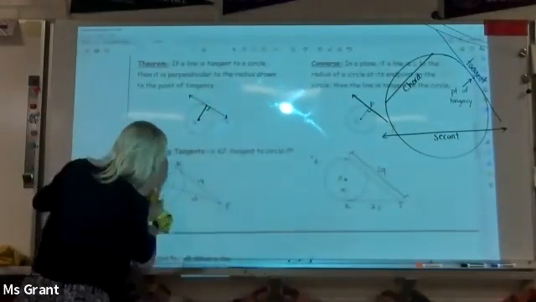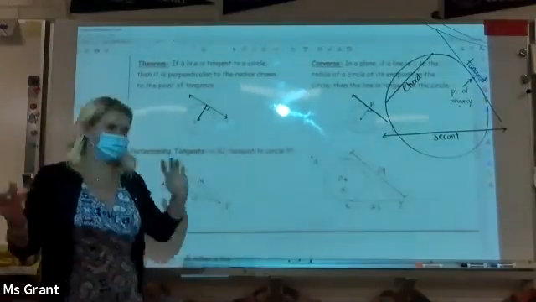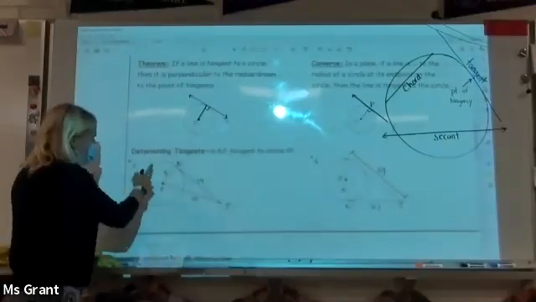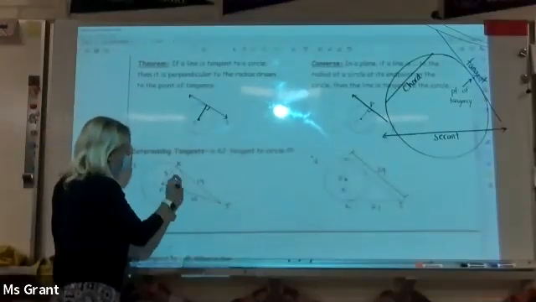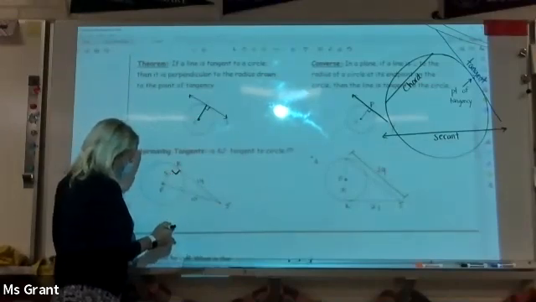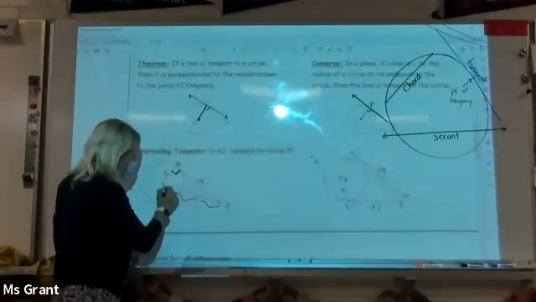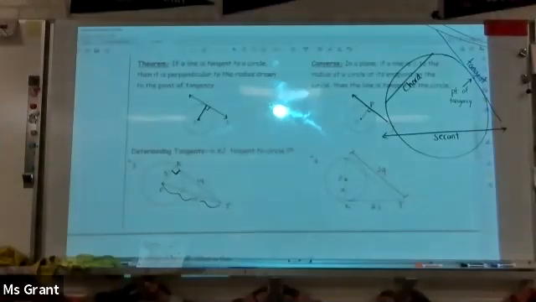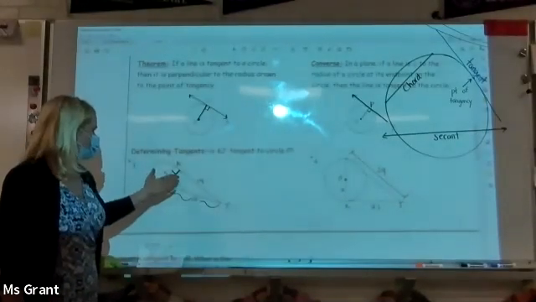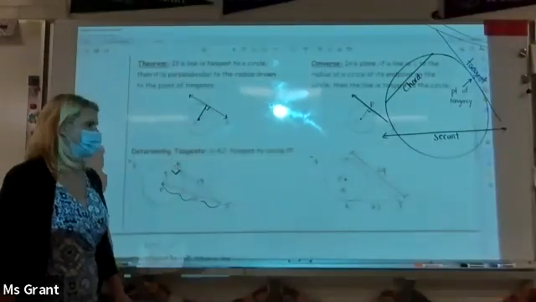Okay, let's do some. Is KJ tangent to circle P? Remember, it's tangent if it makes a right angle. So KJ, is it tangent? Does it make a right angle? I want to know yes or no. This 10 is the whole thing. So what would I do to figure out if the radius is tangent to KJ?